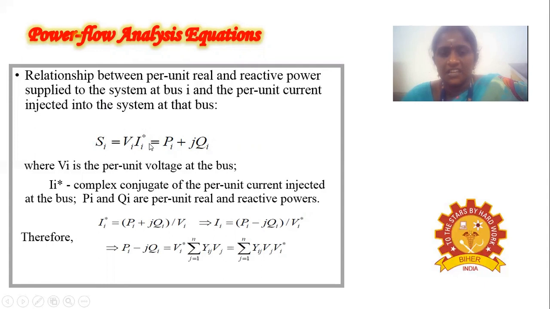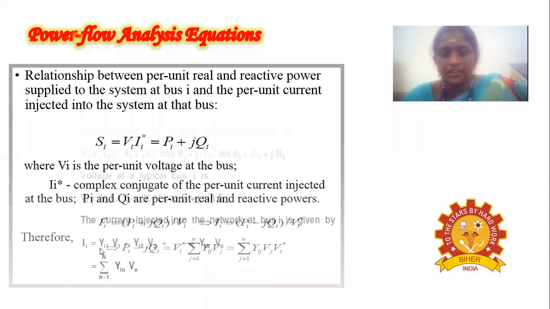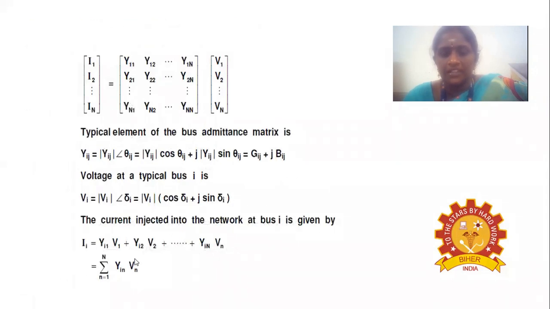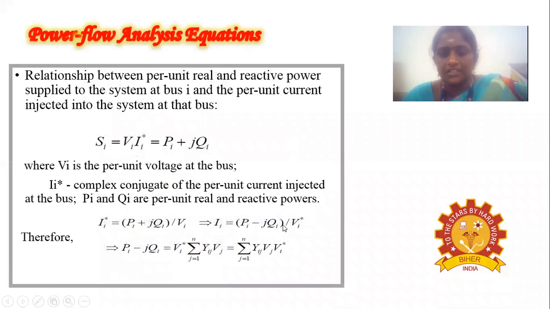So from this equation, Ii star equal to Pi plus jQi divided by Vi. To remove the complex conjugate, here we can change the sign, so Pi minus jQi divided by Vi star. So Pi minus jQi equal to Vi star Ii, where Ii equals summation of j equal to 1 to N. In the previous step we obtained an expression, Ii equal to summation of n equal to 1 to capital N, Yin into Vn. So this expression for I we substitute here.